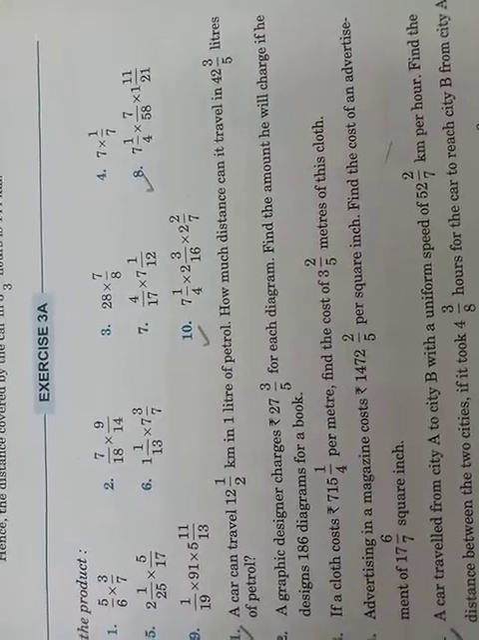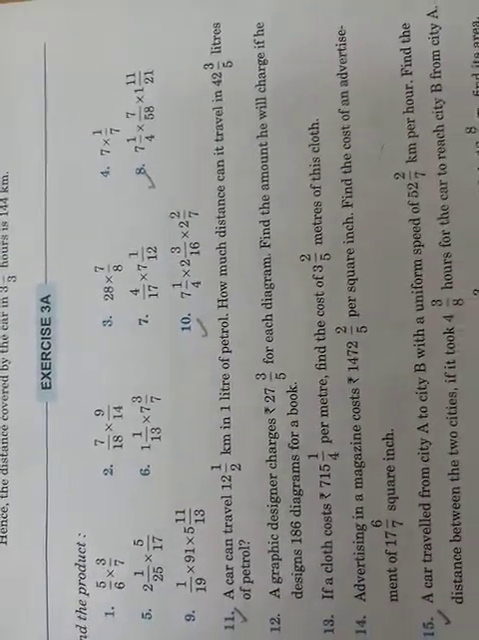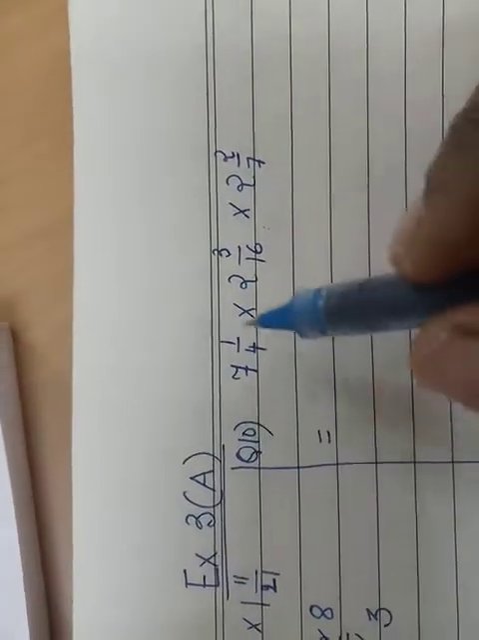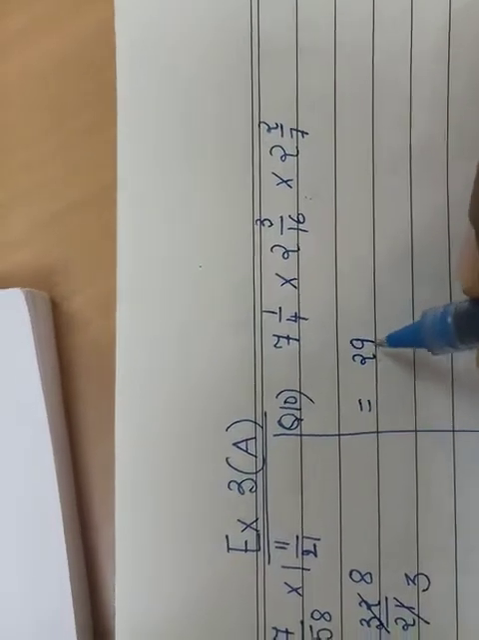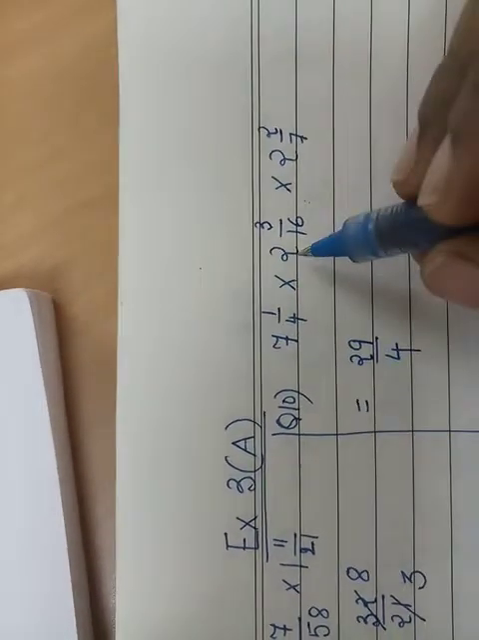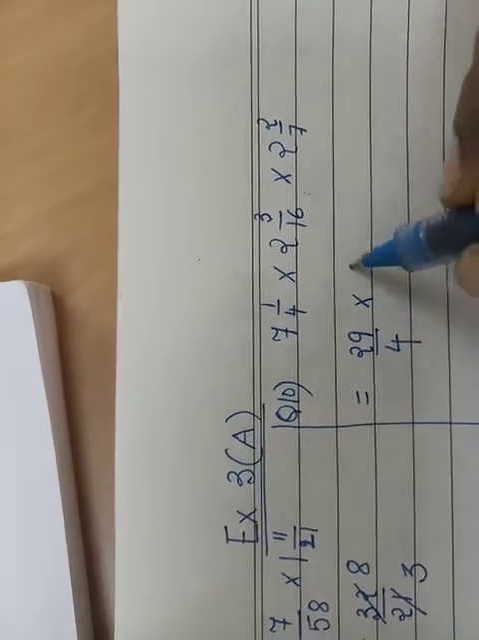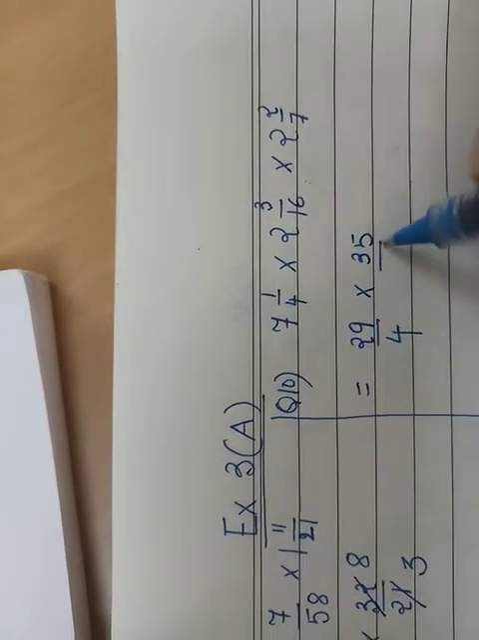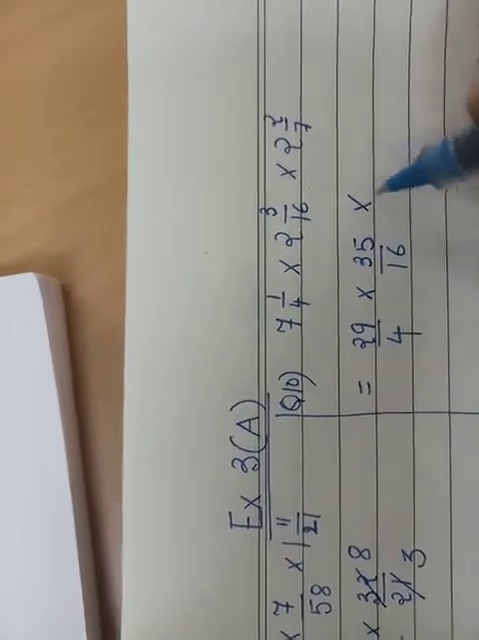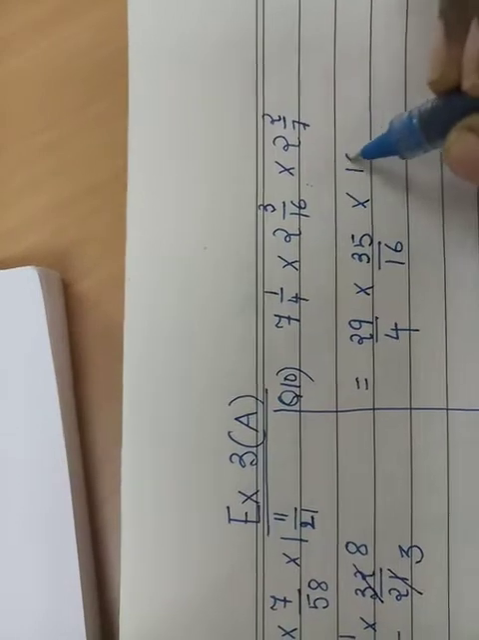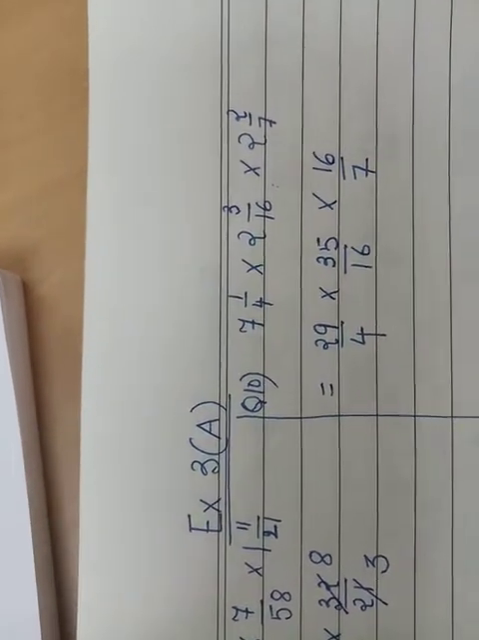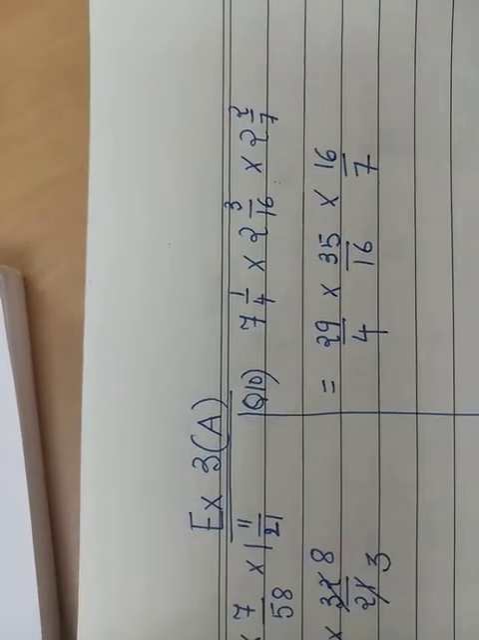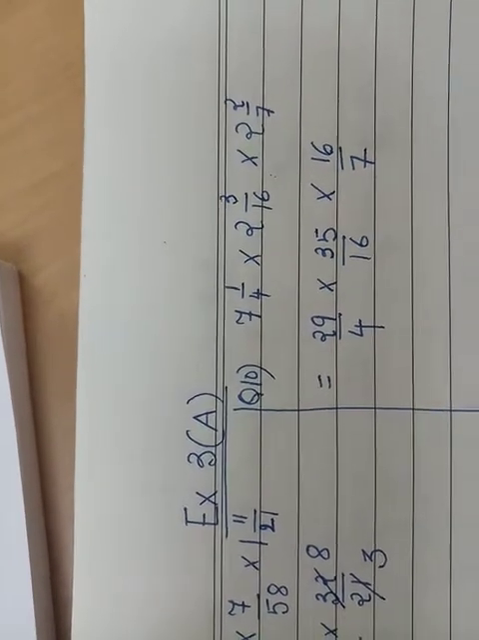Now I start with question number 10. Find the product. So I have copied question number 10. 7 4s is 28 and 1, 29 by 4. 16 2s is 32 and 3, 35 by 16. 7 2s is 14 and 2, 16 by 7. We have converted mixed fraction into improper fraction.